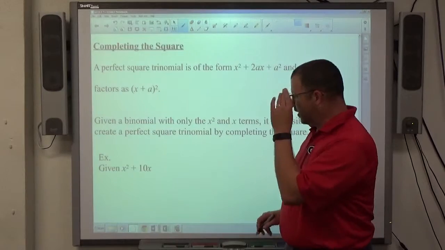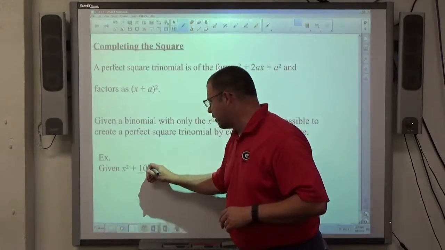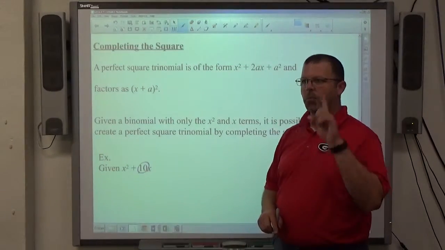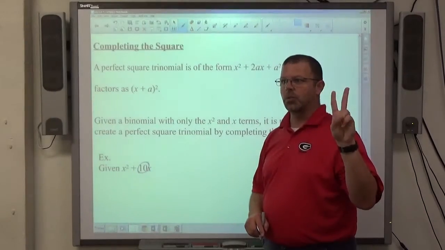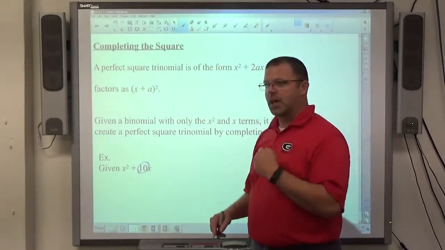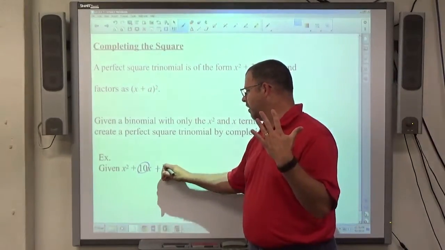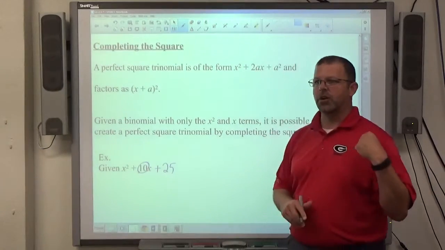And the way you do it is you look at this coefficient, whatever it is, and you have to do two things to it. Number one, take half of it. Number two, square that value. So half of 10 is 5, and 5 squared is 25. And just like that, you get a perfect square trinomial.